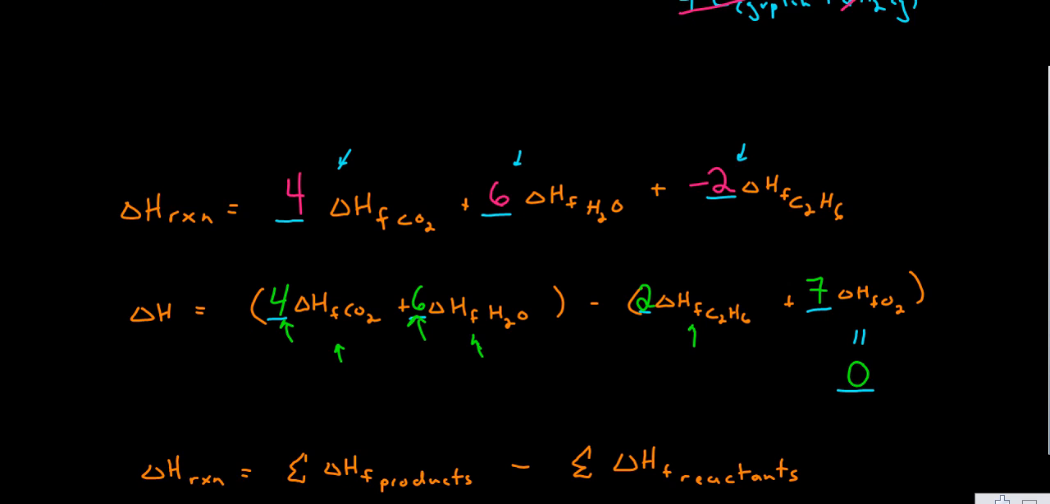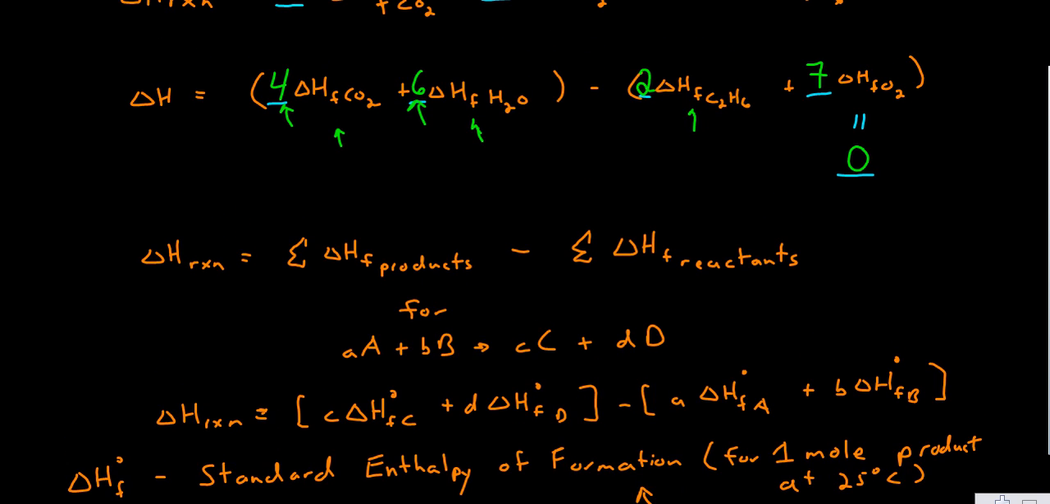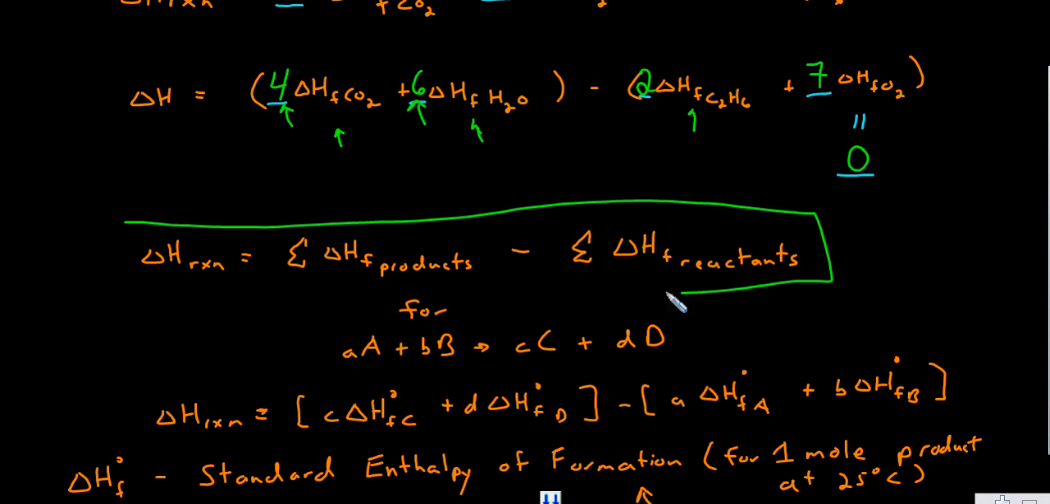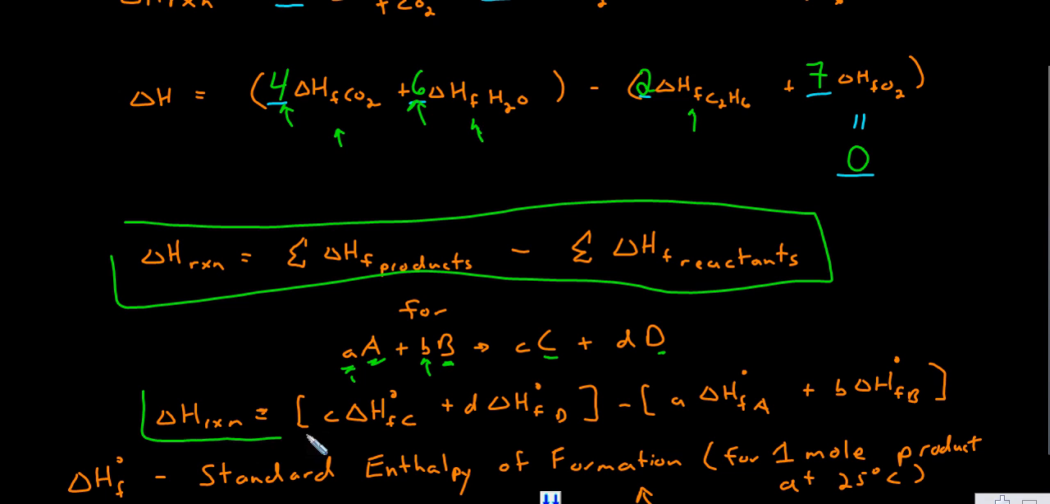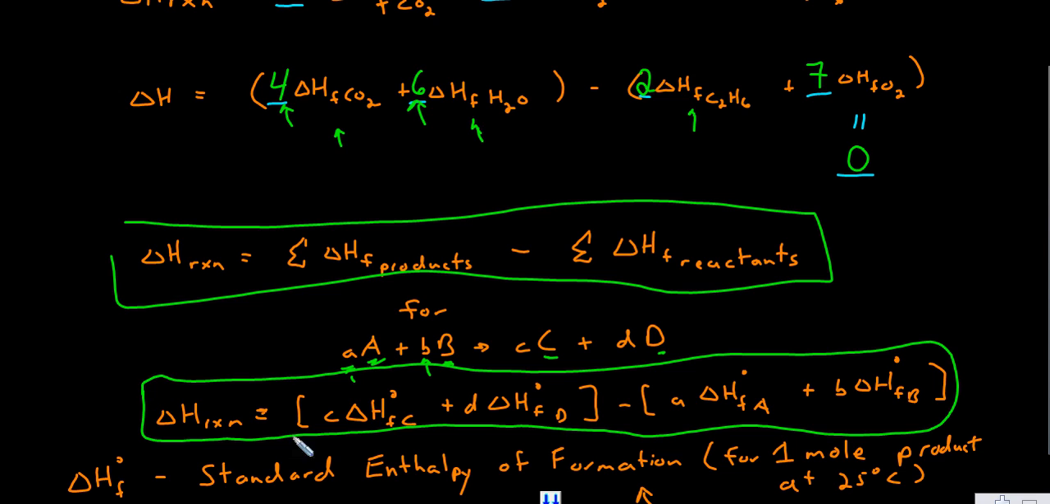So you see, we can derive from the use of Hess's law this lovely equation. The heat of a reaction is equal to the summation of the heats of formation of the products minus the summation of the heats of formation of the reactants. So for a reaction of, say, A and B turning into C and D, and having these lowercase coefficients, we could plug into that top equation here. Note that we have to account for the coefficients in front of the reactants and products.